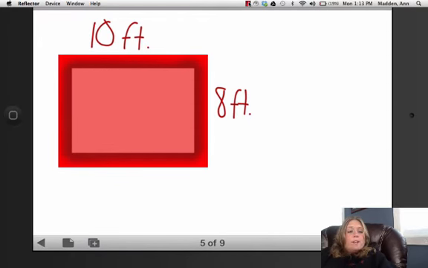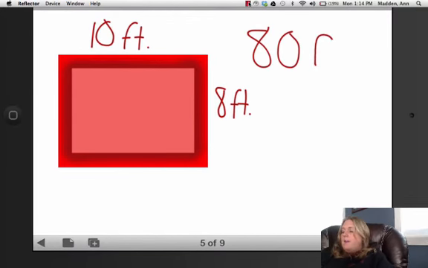If there is a rectangle, you do the same exact thing. You take the length times the width. 10 times 8, you might be able to do that in your head, is 80 feet squared.